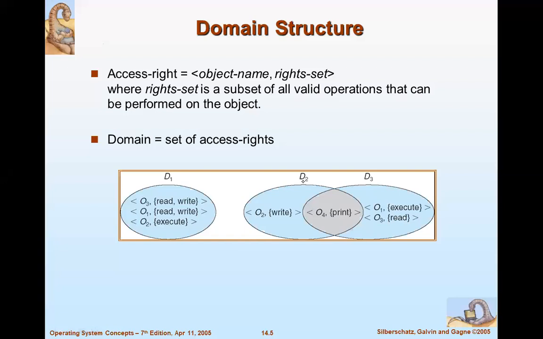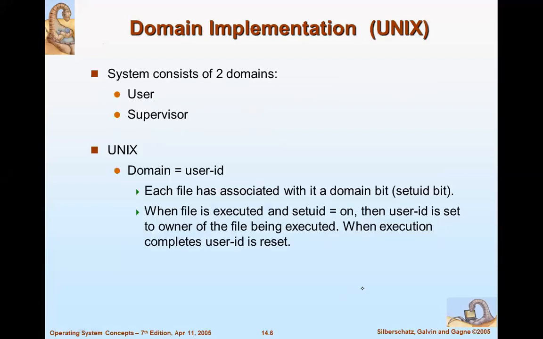Similarly, you can see in domain 2, you have access to object 2 and object 4. You cannot read anything, but you can write. You cannot execute anything, but you can print. And similarly, in domain 3, you have access to execute, you have access to read, but you don't have any access to the print command.